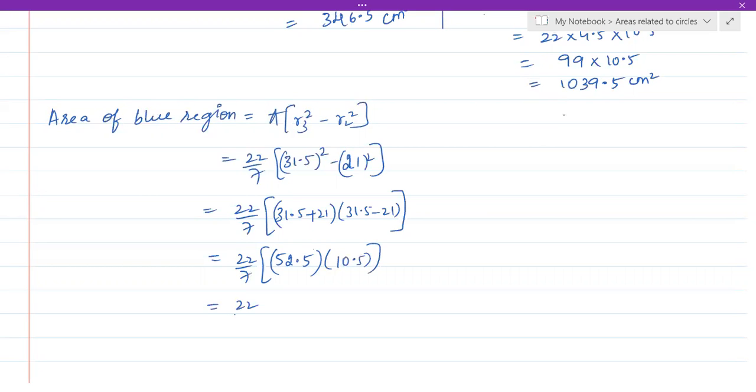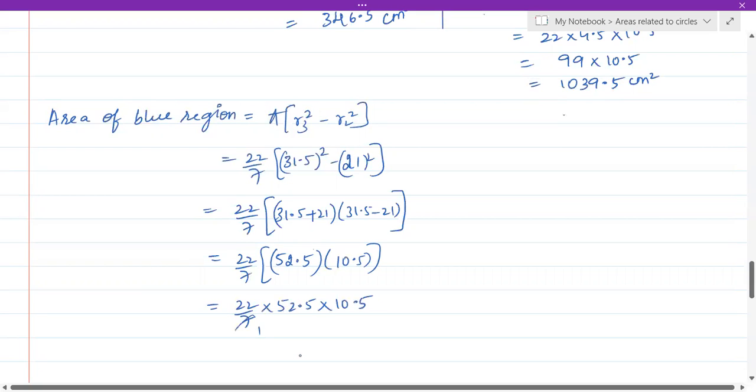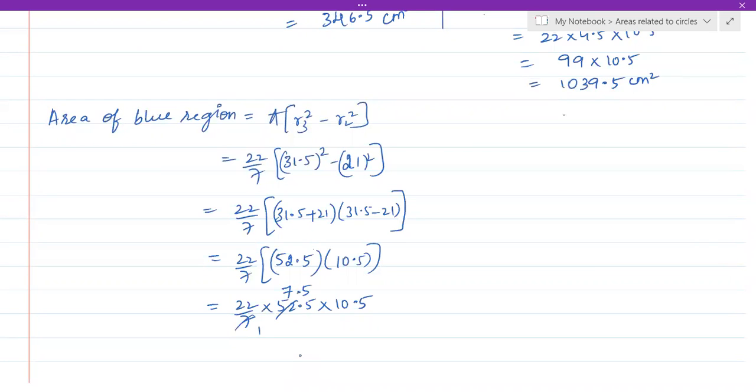So what you got is 22 by 7 into 52.5 into 10.5, isn't it? Again, cancellation. 7 ones are 7, 7 sevens are 49, 3 carry, it becomes 35, 7 fives are 35, a decimal point here. So what you got is 22 into 7.5 into 10.5. 7.5 can be written as 7 plus 0.5. So 22 into 7 is 154, plus 22 into 0.5 is 11. 154 plus 11 will become 165, isn't it?